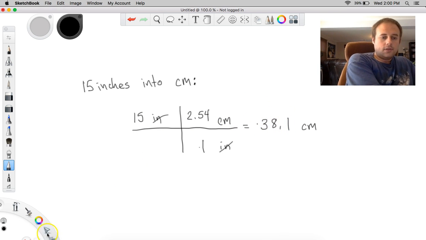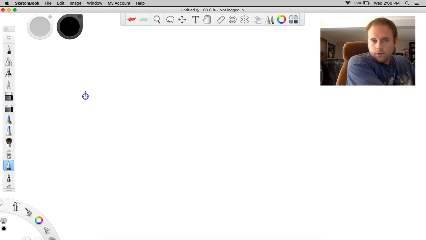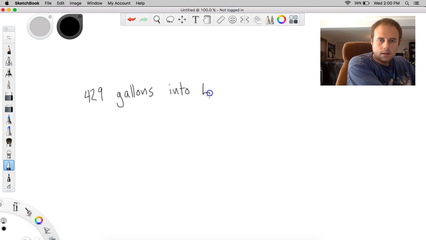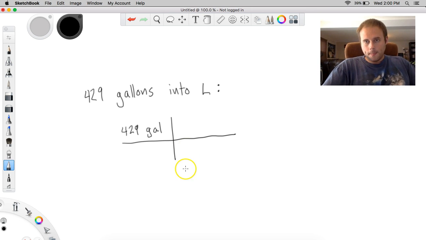All right. So then finally, let's do one more here. Let's convert 429 gallons into liters. All right, so set it up. 429 gallons. And then the question is, which one is larger?